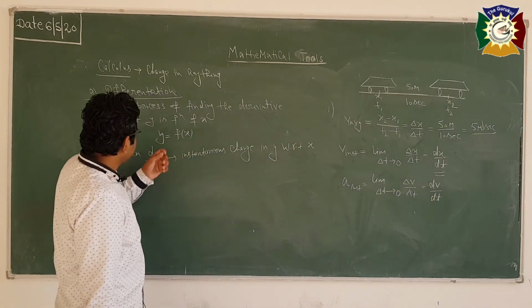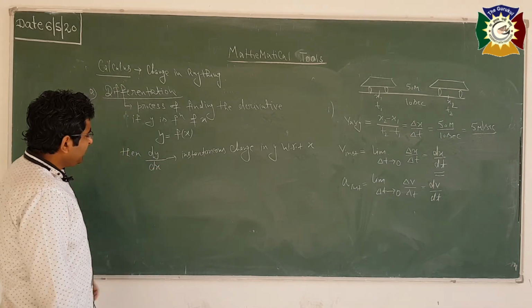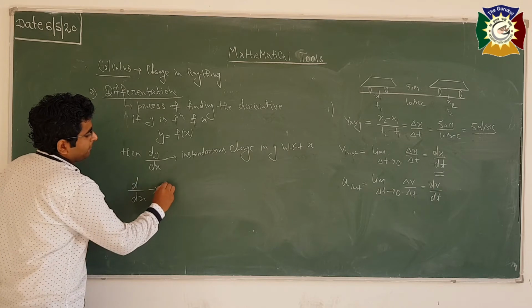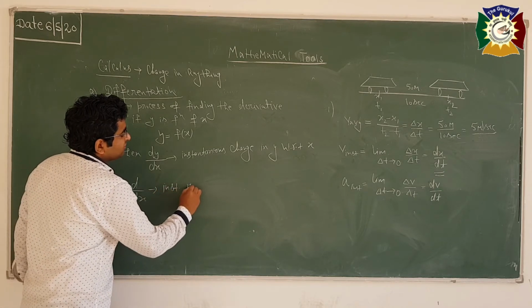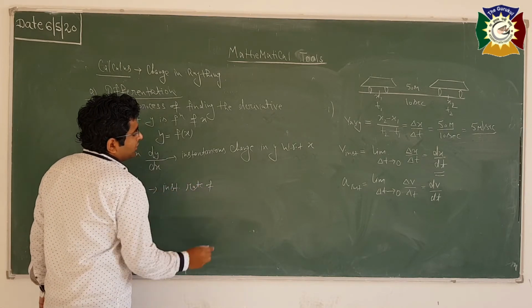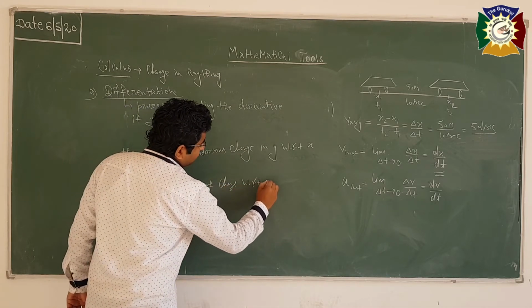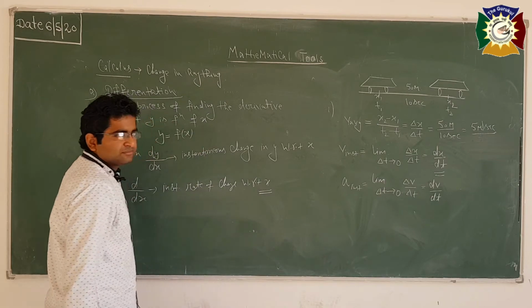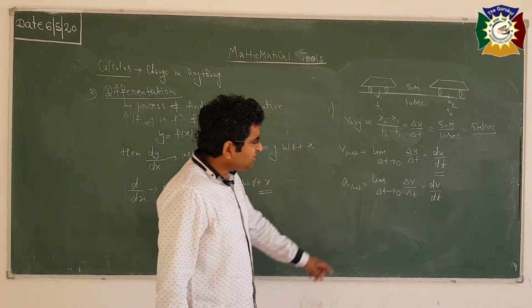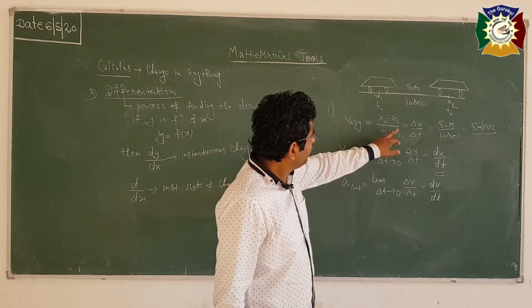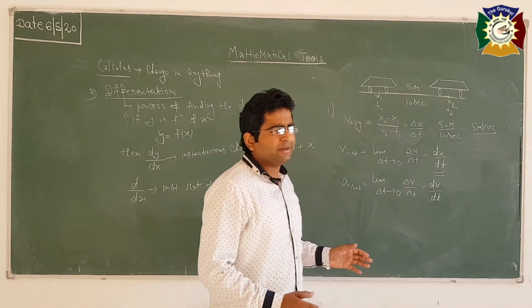Suppose here I have written dy upon dx. Here d by dx stands for instantaneous rate of change with respect to x, and d stands for a very small interval at any instant, we can say, and delta stands for a large interval in comparison to d.